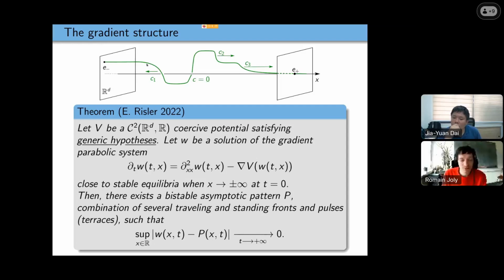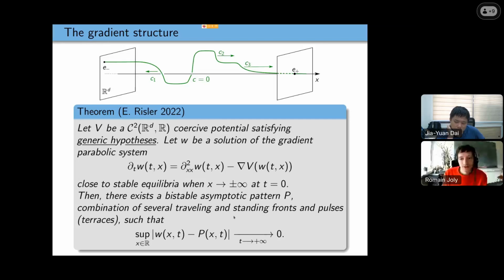It's not a local result. You can really do whatever you want. You start from a function like this, and you let it evolve by your PDE. And what you obtain is that asymptotically, when t goes to plus infinity, this will converge to a combination of several traveling and standing fronts and pulses. Sometimes this kind of picture is called a terrace.